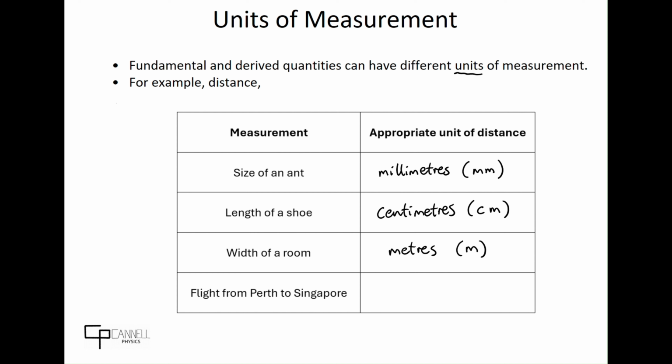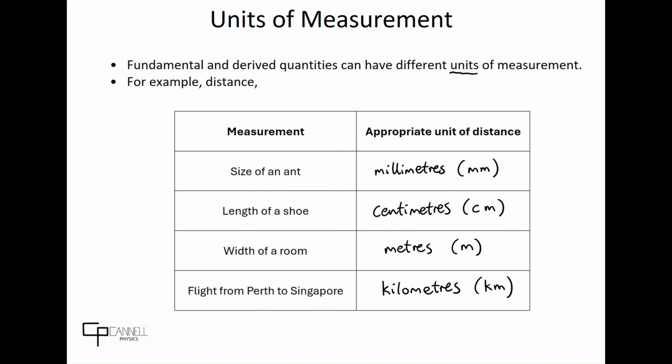And the flight from Perth to Singapore. It's a fairly large distance relative to what's listed above. So kilometers would be the most appropriate, or km. Now, something to take note of is that 3 of these units have a prefix, and these are milli, centi, and kilo.